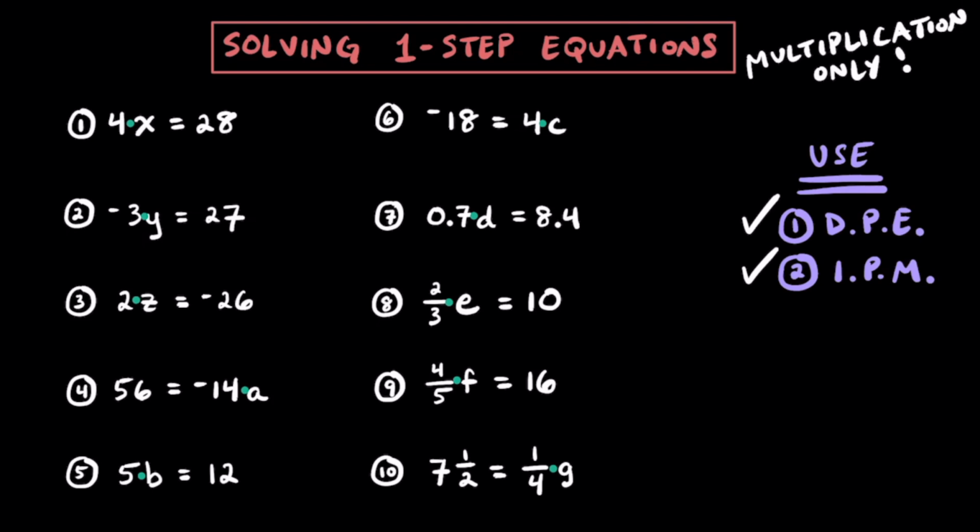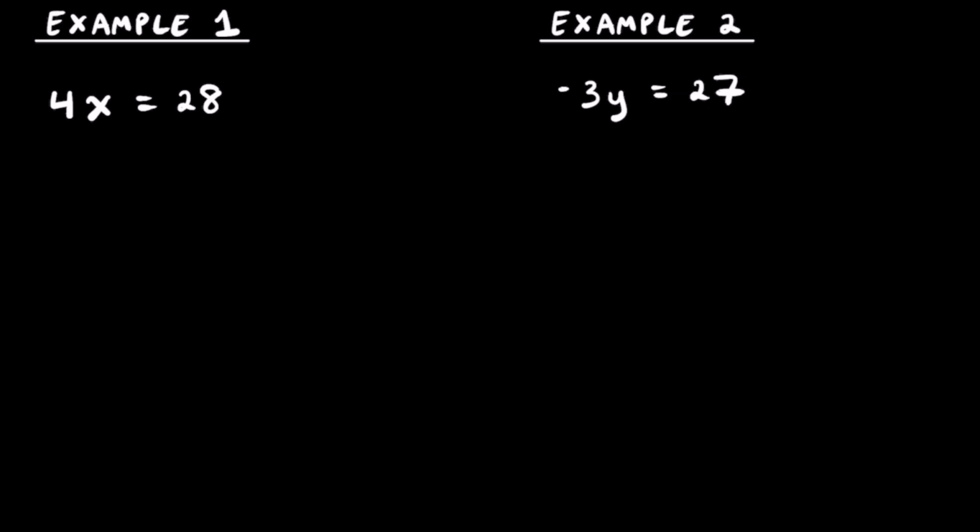Let's get into it. For example 1, let's solve the equation 4x, or 4 times x, is equal to 28. 4 times something is 28, and let's solve for that variable x. So remember there's a multiplication sign here, and 4 is being multiplied by x. To solve for this x, we're going to use the division property of equality and divide both sides by 4. We're going to use fraction bars to show division.